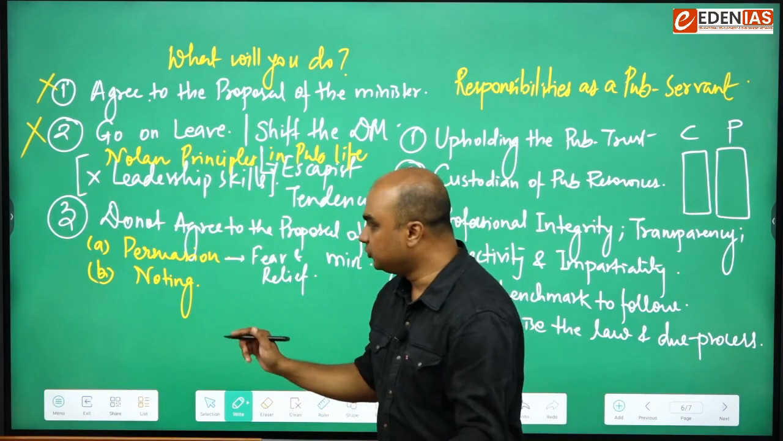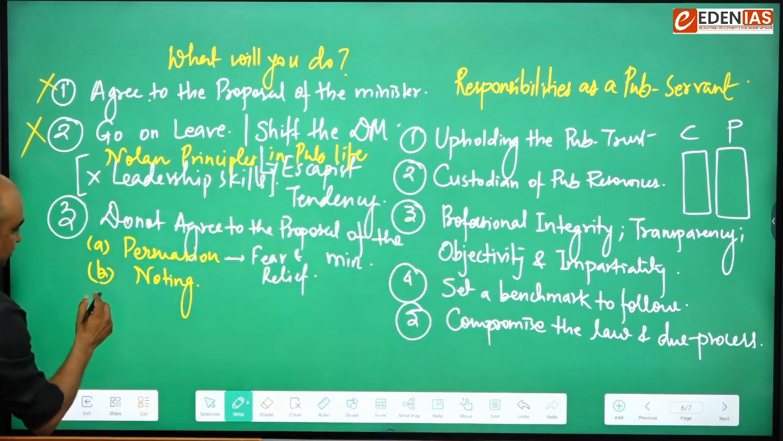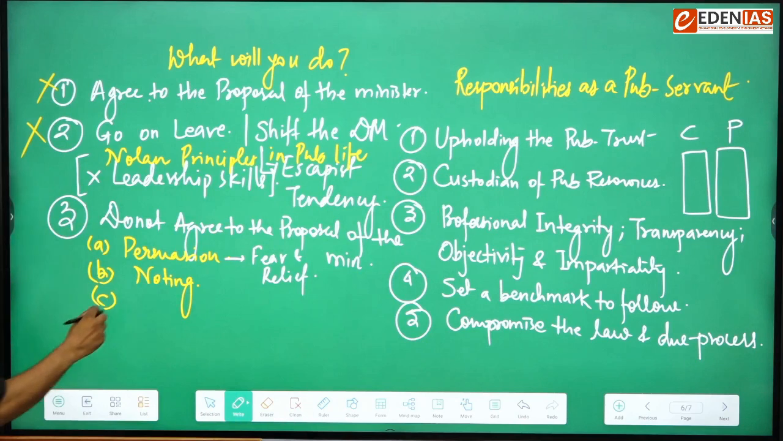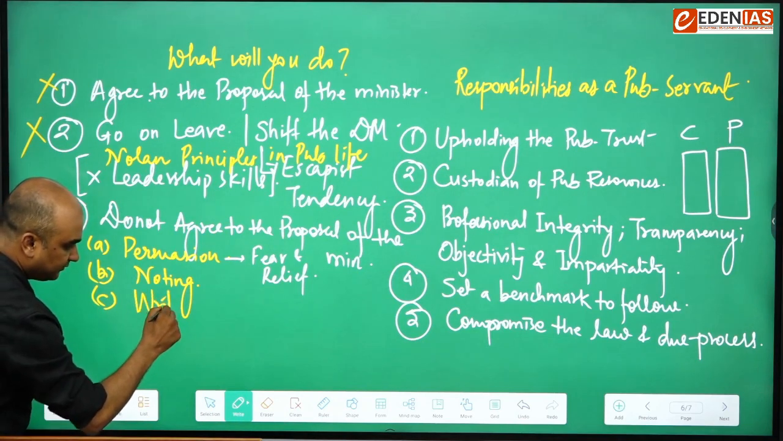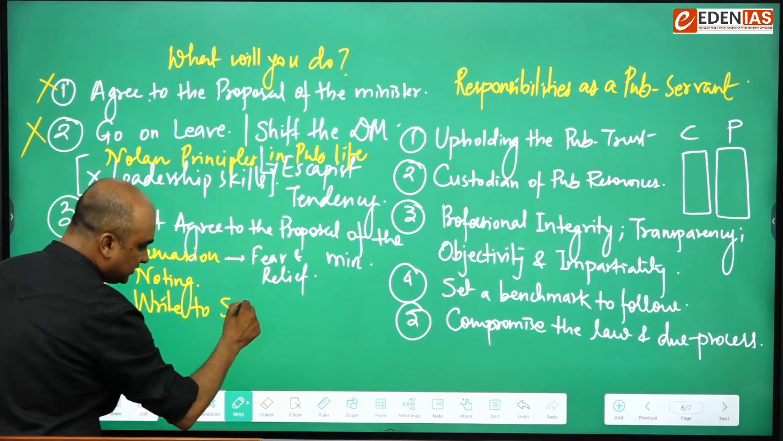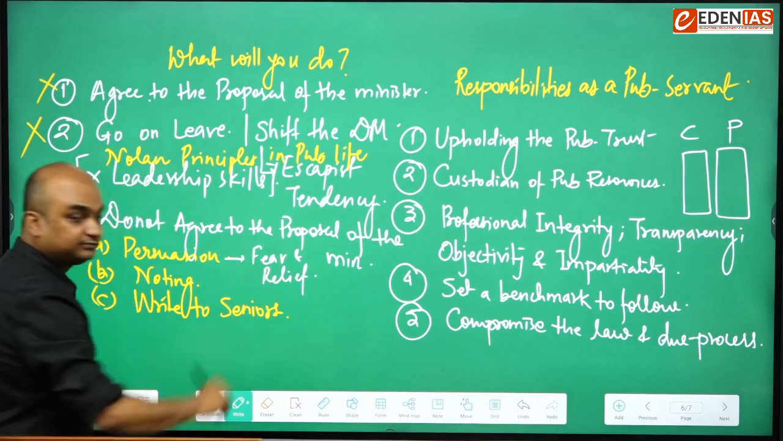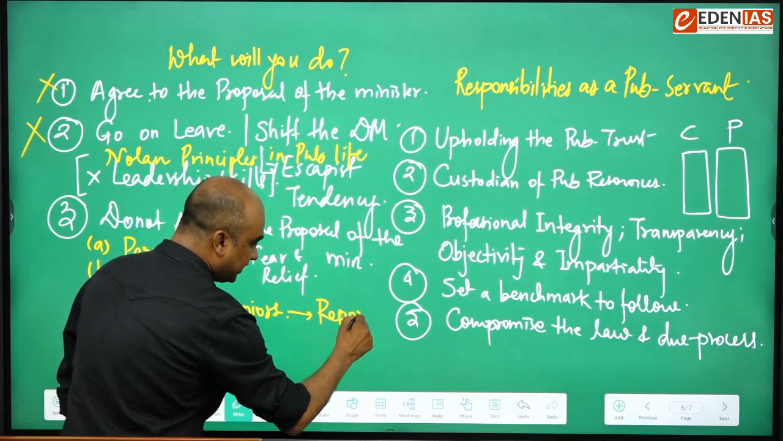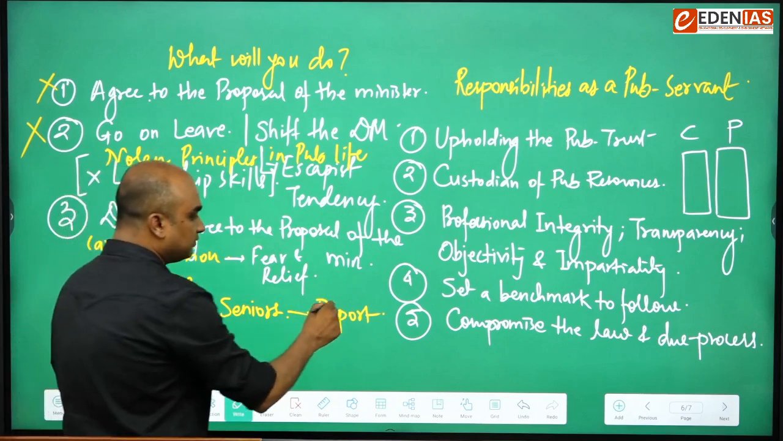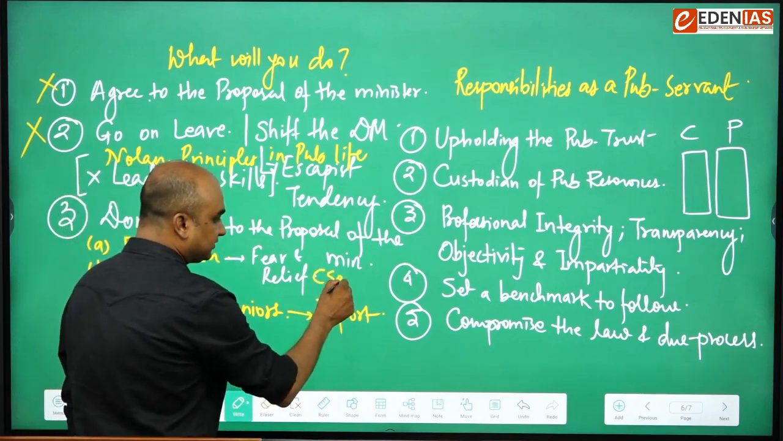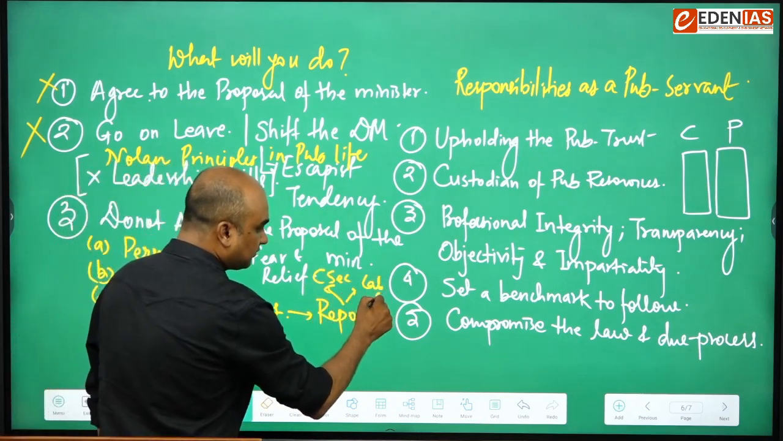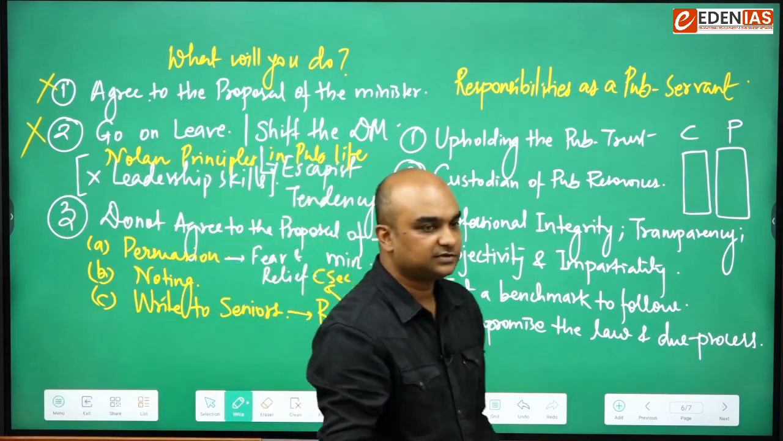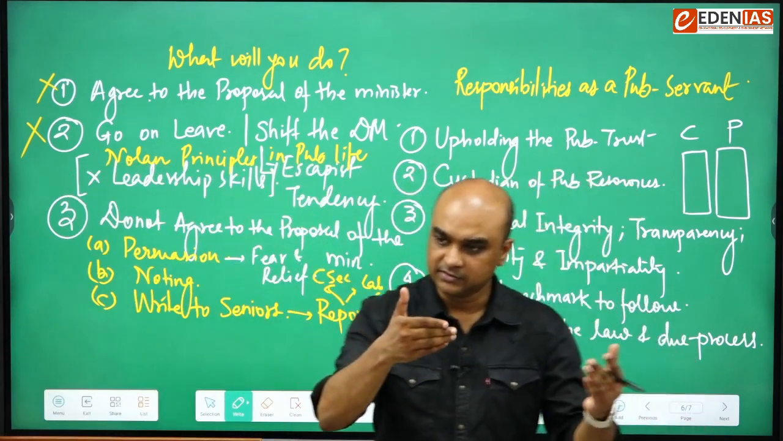So what you have to do is, the third option would be, again follow the procedure, follow due process, write to seniors, prepare a report about the issue and send it to whom? Send it to Chief Secretary, Cabinet Secretary. They are your seniors. Send them that, sir, this is what I have found.